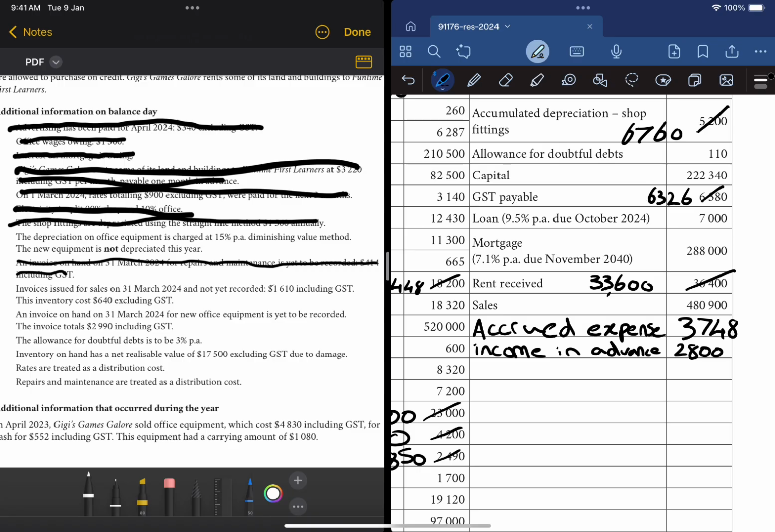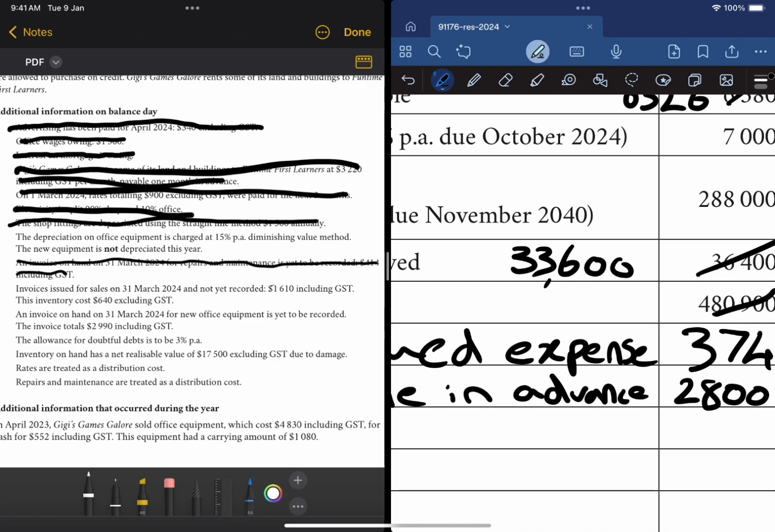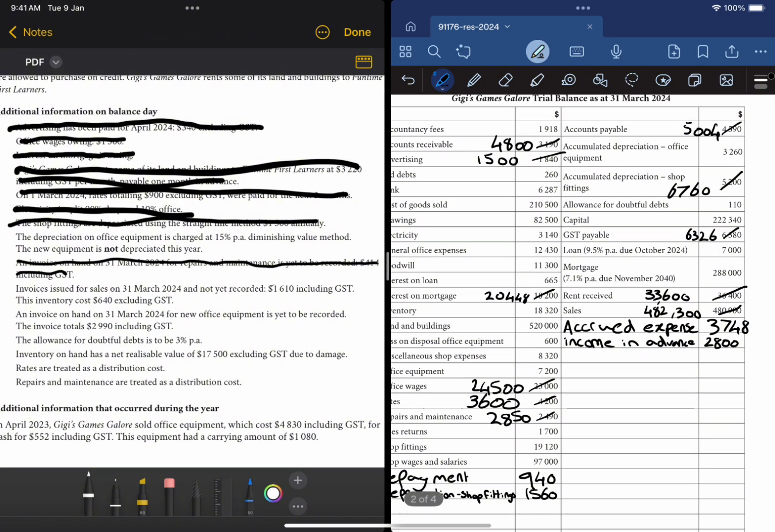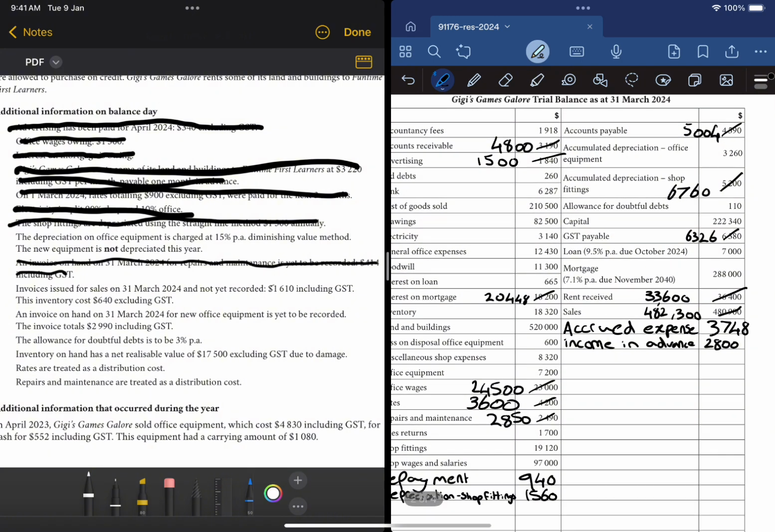So 480,900 plus the GST exclusive amount of 1,400 is going to give us 482,300. Okay, 482,300. Nice. And then just finally, guys, we're going to change our GST payable. We're going to credit GST payable. Credit GST payable? Yes, credit GST payable. So 6,326 plus 210.